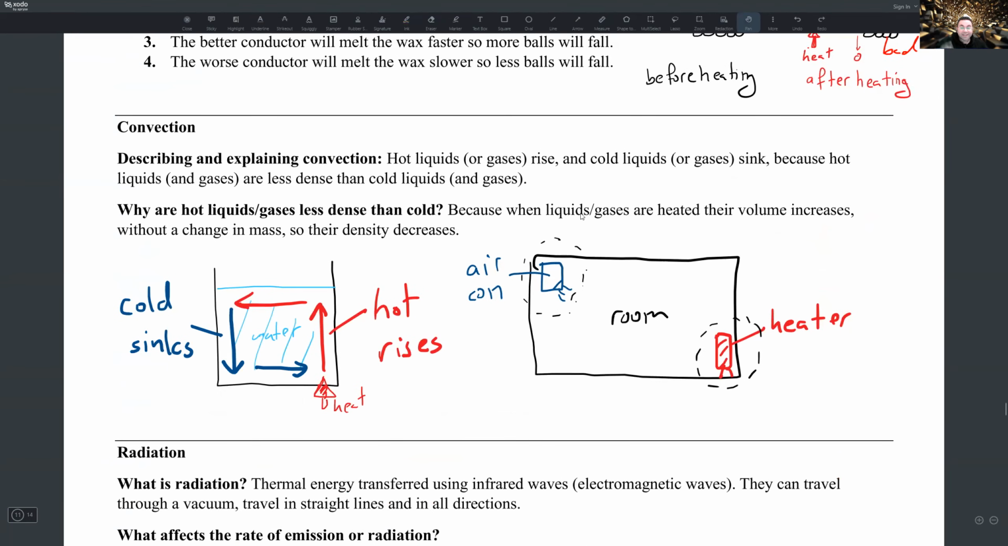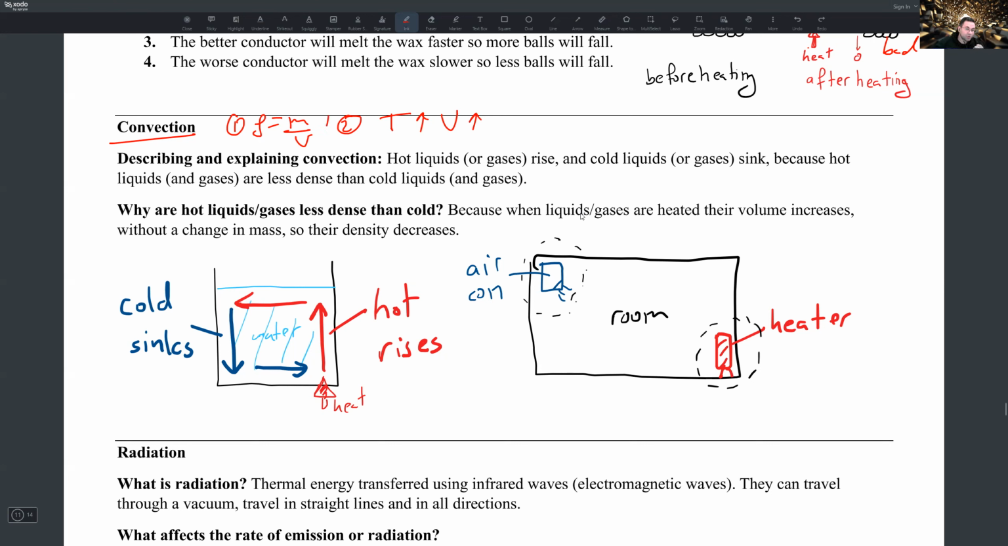What is convection? Remember, we said liquids and gases are bad conductors. So they have to transfer heat some other way. They transfer heat by convection. And let us revise two things before I start talking about it. First, density is mass over volume. And second, if the temperature of a substance increases, the volume increases. It's called thermal expansion.